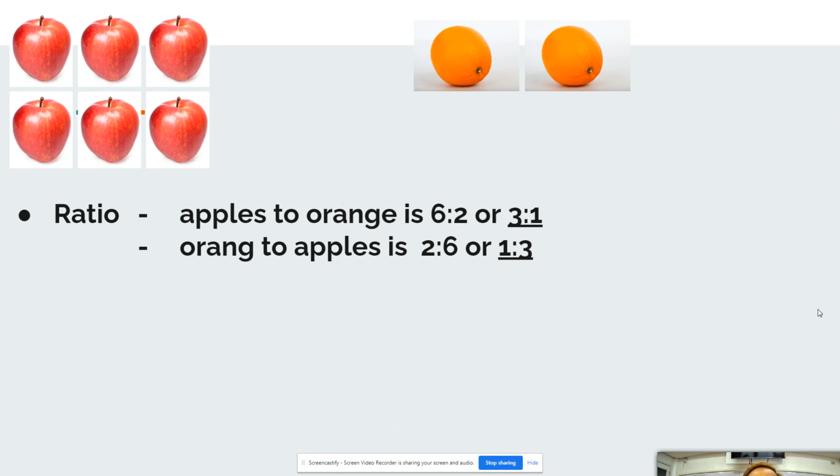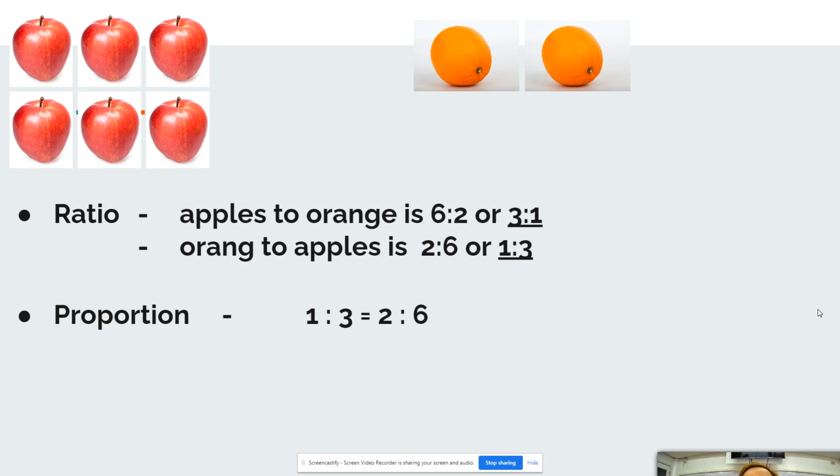In a ratio, we can say that apples to oranges is represented by 6:2. In lowest term, it is 3:1. When we use oranges to apples, we can represent it as 2:6, or in lowest term, 1:3. Remember that whichever object comes first will be used as the first digit in the ratio.